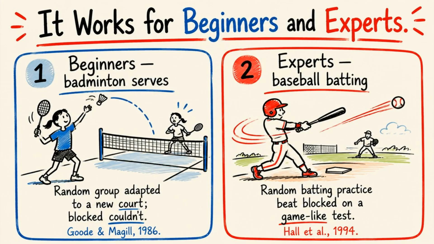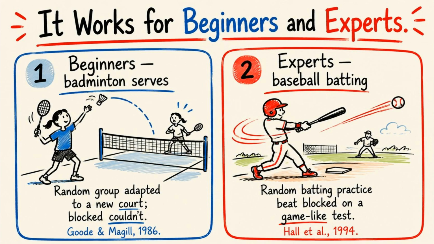Now experts, Hall, Domingues, and Cavazos took skilled baseball players and gave them extra batting practice against fastballs, curves, and changeups, either blocked, 1 pitch type per day, or random, all 3 mixed each day. On a game-like test with pitches in random order, the random hitters outperformed the blocked ones. Same effect, opposite ends of the skill spectrum.